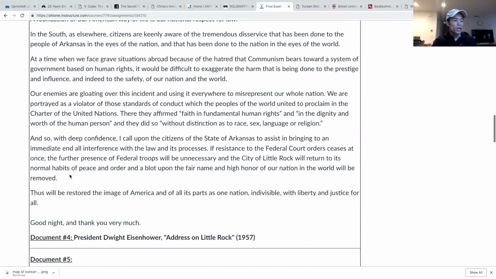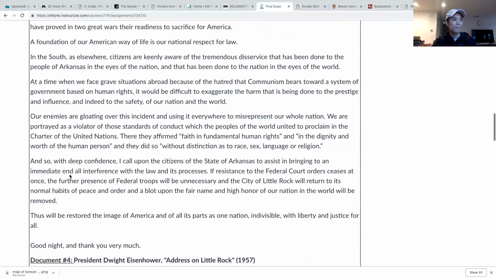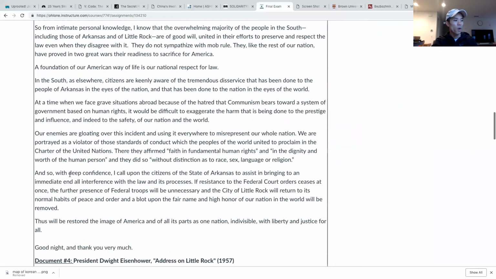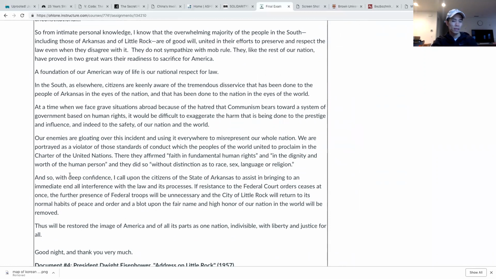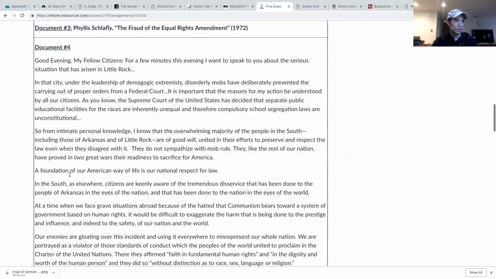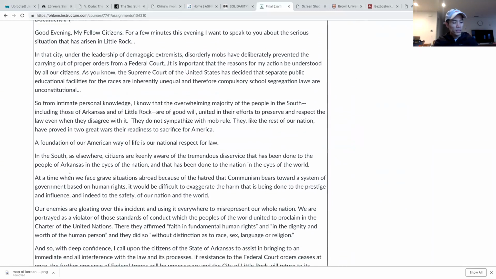Document number 4, you have a document here. This is not by an African American. This is by Dwight Eisenhower. This is President Eisenhower, and he is addressing the Little Rock situation, right, or the Little Rock incident. So this is part of his speech. And if you look at it, he's speaking about the Little Rock incident in which 9 African American students were not allowed to go to Central High.